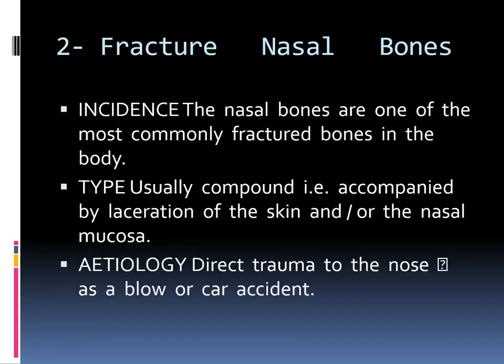The next traumatic condition is fracture of the nasal bone. The nasal bones are one of the most commonly fractured bones in the body. It's usually compound, accompanied by laceration of the skin and the nasal mucosa, and it's usually caused by direct trauma to the nose, such as a blow or a car accident.